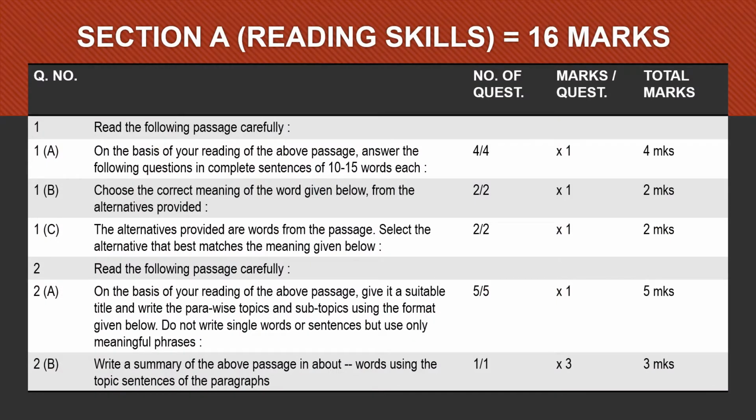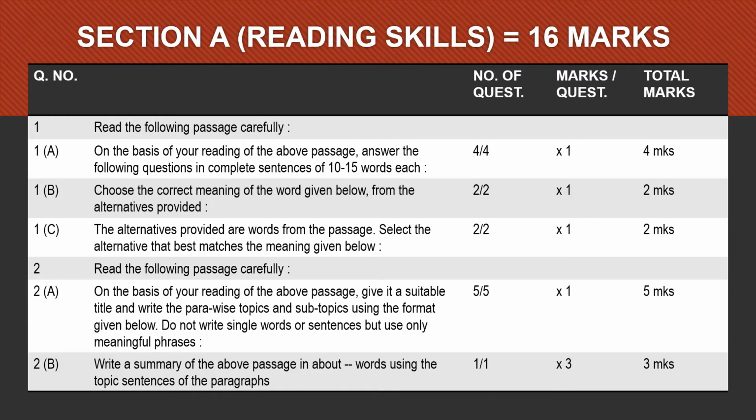I hope you know your paper is divided into 4 sections, A, B, C, D. Total of 80 marks you are given, 2.5 hours to answer the entire paper. So section A deals with reading skills. Okay, you have 2 questions here. The first is a standard comprehension passage. Okay, and below the passage you have 3 kinds of questions.